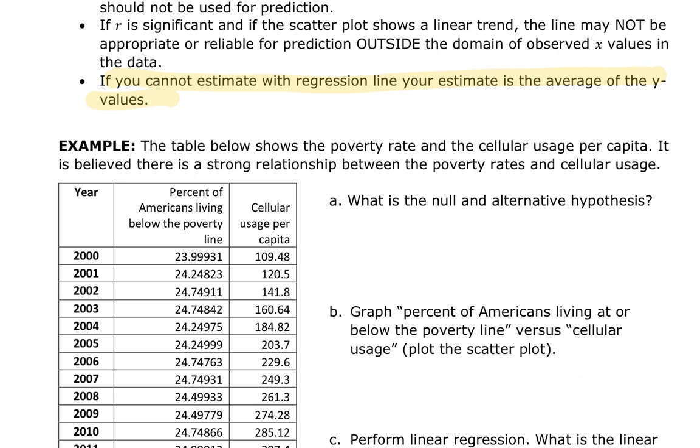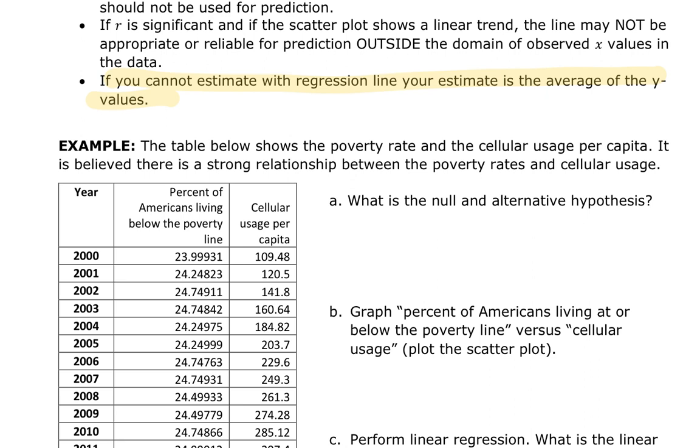Okay, so if I were asked to show this table, here's this table that shows a poverty rate and cellular use per capita. It is believed there's a strong relationship between poverty rates and cellular usage. That was hard for me. What is the null and the alternative hypothesis? Well, we talked about that before.